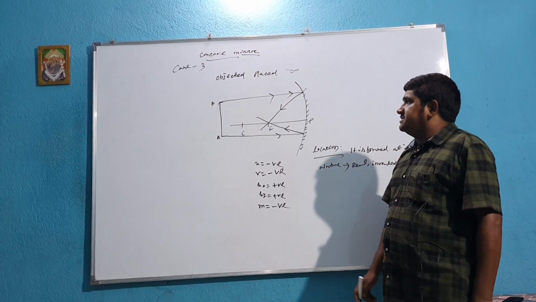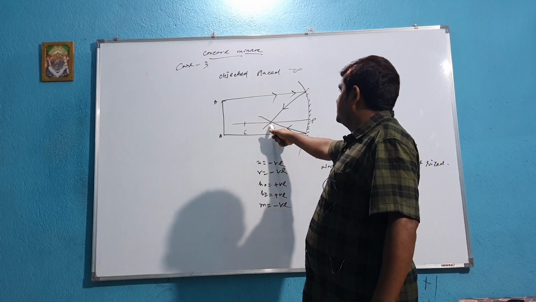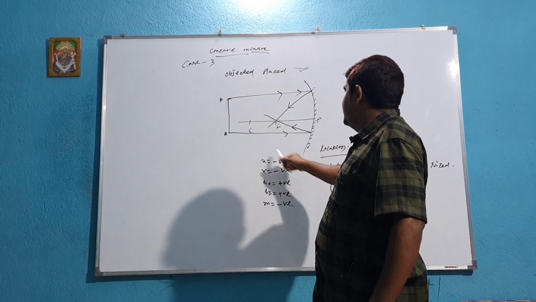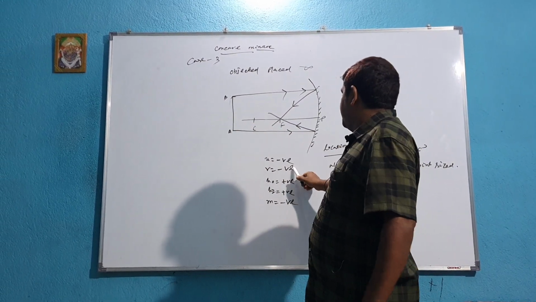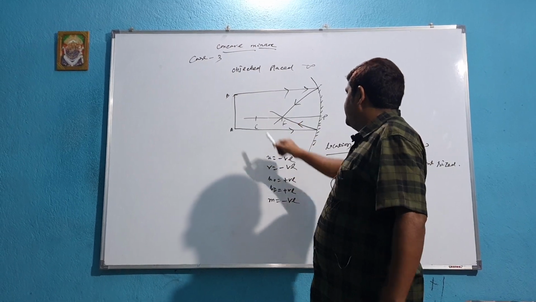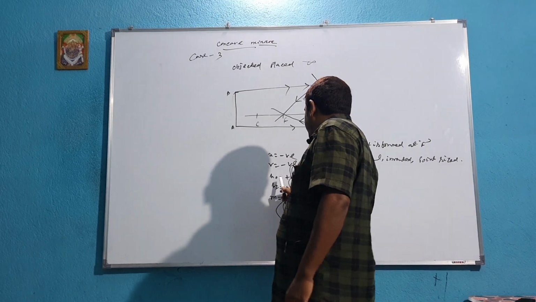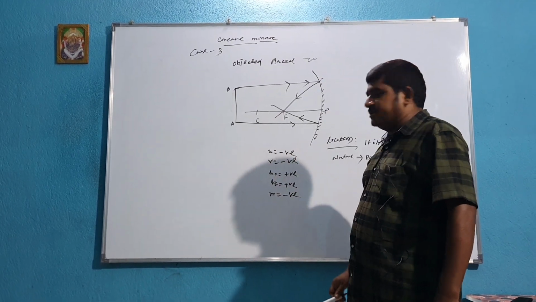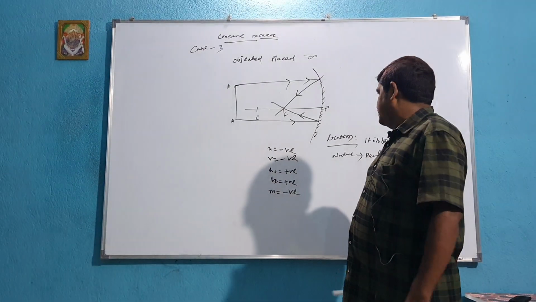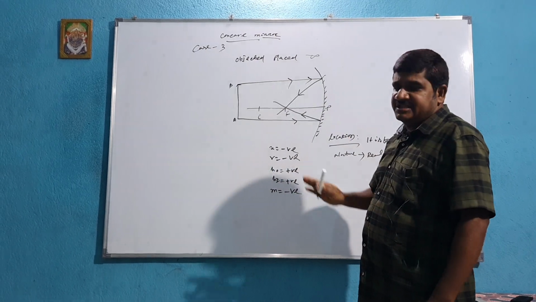Okay, this is the object, we cannot show. This is point sized, and we use the negative because this side the image is also negative. Height of the object is positive, height of the image positive, and magnification is reduced. This is the case 3.